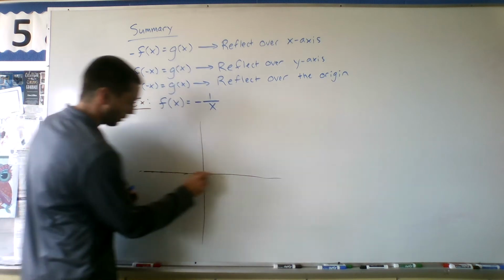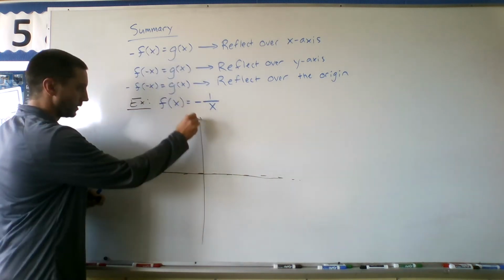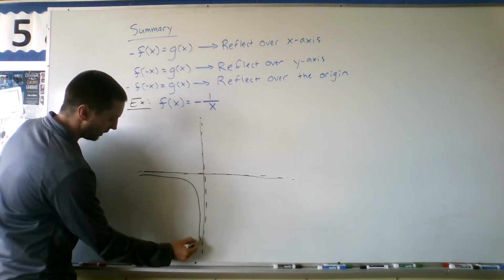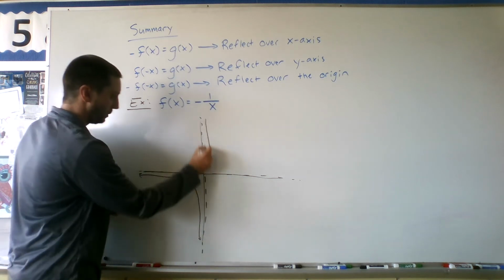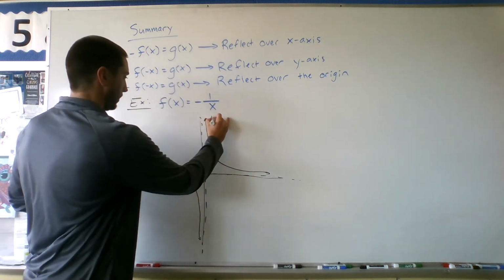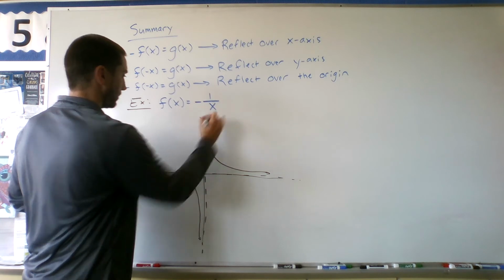So I remember there's a horizontal asymptote at 0. There's a vertical asymptote at 0. My graph lives down here in the third quadrant and up here in the first quadrant. Okay, so there's my parent function. This is the graph of 1 over x.